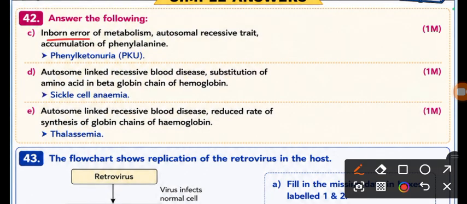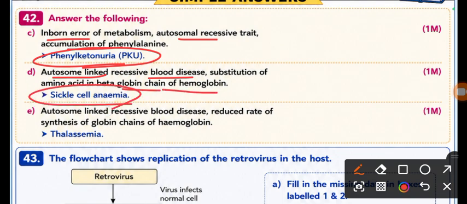Next is inborn error of metabolism, autosomal recessive trait, accumulation of phenylalanine is phenylketonuria. Autosomal linked recessive blood disease, substitution of amino acid in beta globin chain of hemoglobin is sickle cell anemia. Autosomal linked recessive blood disease, reduced rate of synthesis of globin chain of hemoglobin is thalassemia.